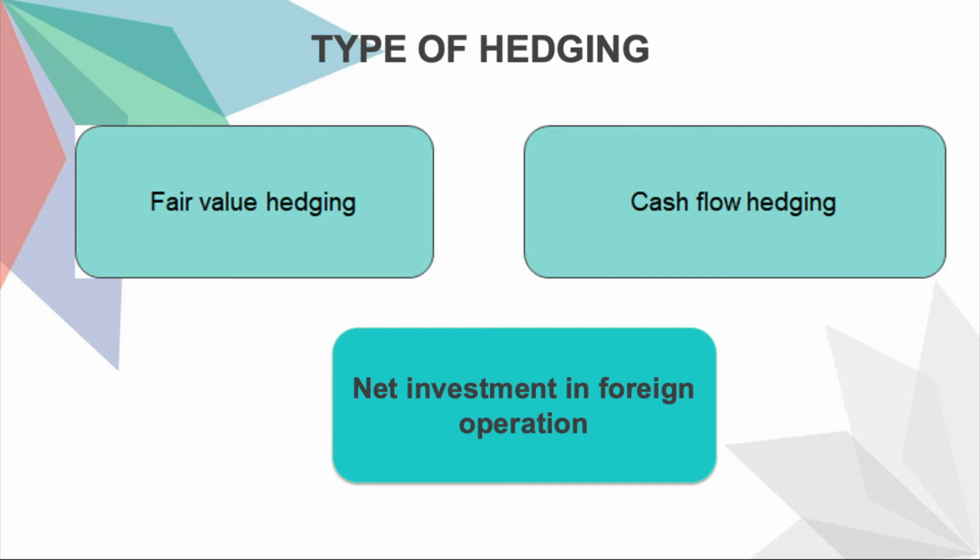Thank you, my friends. So, I, Siti Bakis binti Mama Arifin, would like to present the types of hedging. As we all know, we have three types of hedging, which are fair value hedging, cash flow hedging, and net investment in foreign operations. Okay, move to the next slide.